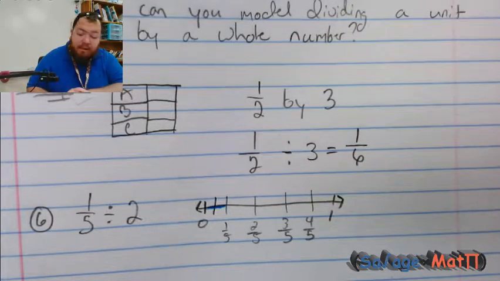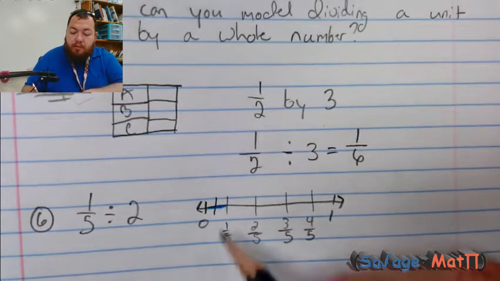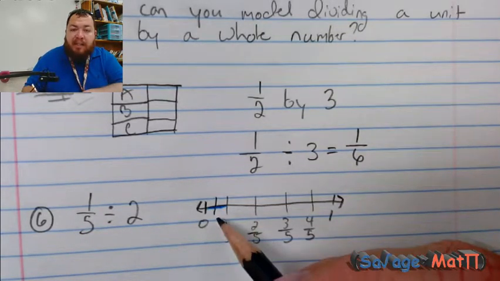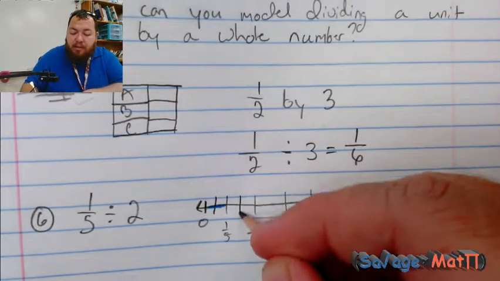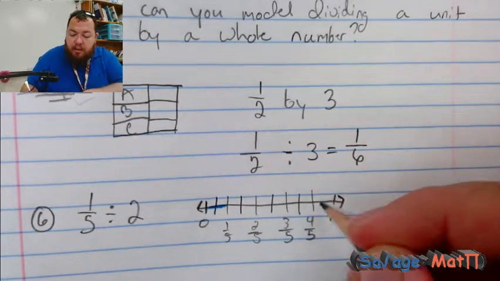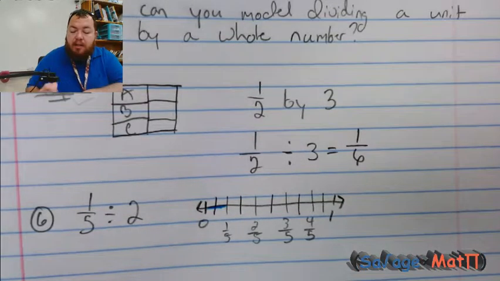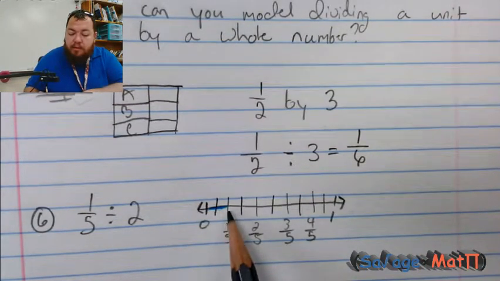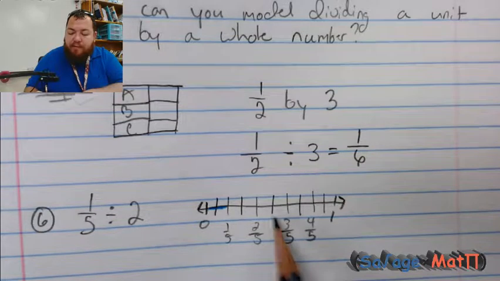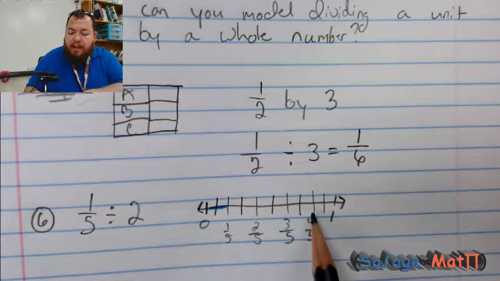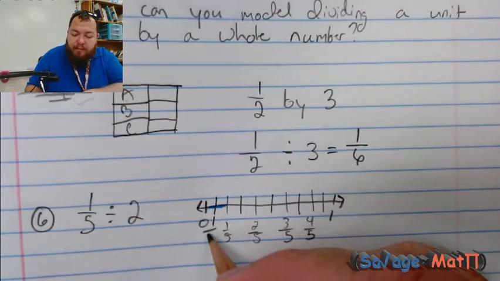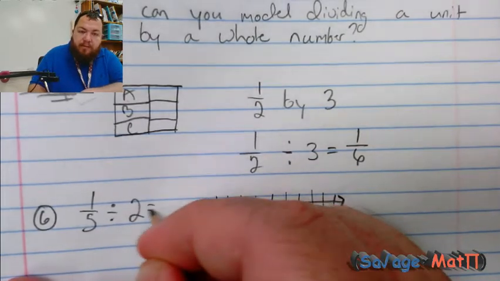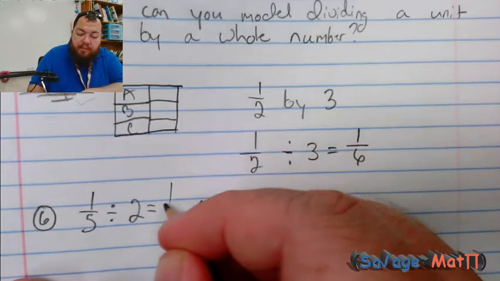And now it says I need to find the quotient. So what does that little hash line equal? Well, in order to find that out, I need to divide all these other ones in half too, so I can find out how much is there. And then I'm going to count up my lines. 1, 2, 3, 4, 5, 6, 7, 8, 9, 10. So that little line right there equals 1/10. So I know that 1/5 divided by 2 is 1/10.